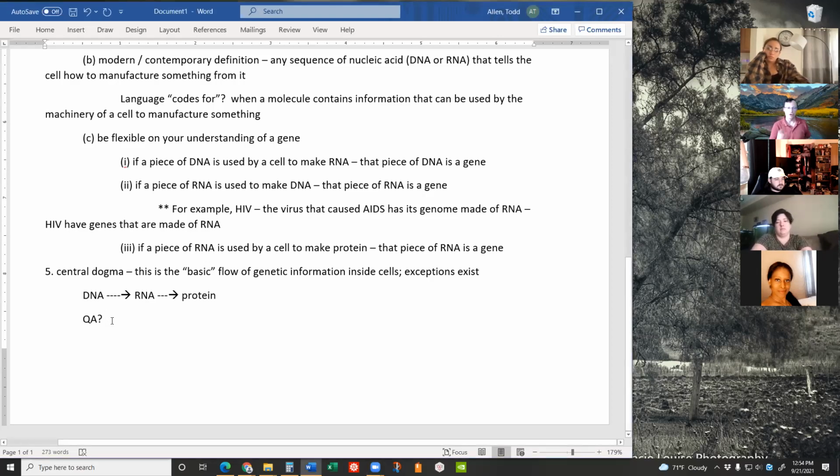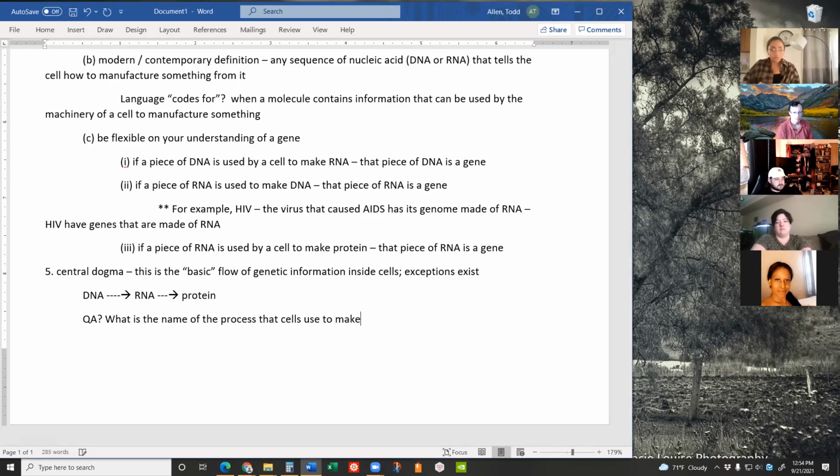Here's my question to you. I'll put this into your notes, and I just ask you to contribute any responses in the chat window. What is the name of the process that cells use to make RNA from DNA? What's the name of that process? What's it called? It's something we're going to definitely talk about here in chapter 8.